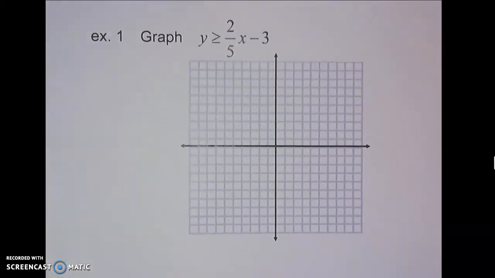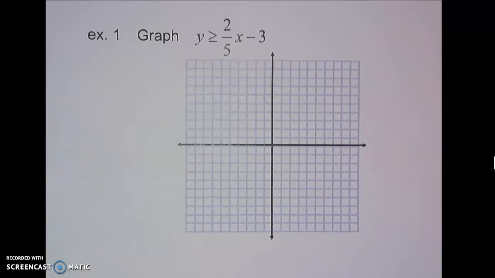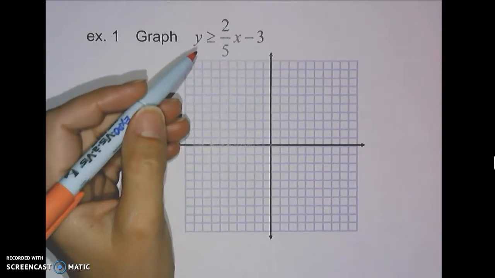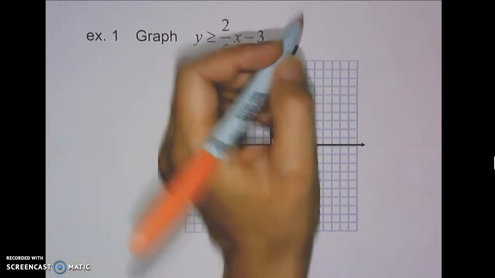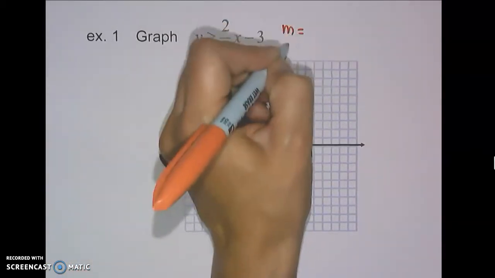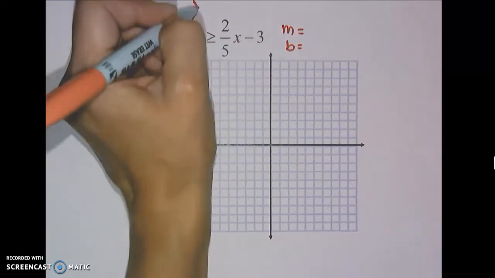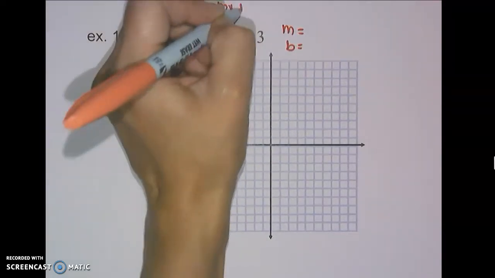Now the questions that we have going on today are just going to be ones that are already ready for us to graph. Okay? So we have y is greater than or equal to 2/5 x minus 3. It's already in y equals mx plus b form, so we're going to graph the boundary line. We're going to pretend as though that's just an equals sign. And in order to do that, we need to know what m equals, and we need to know what b equals.